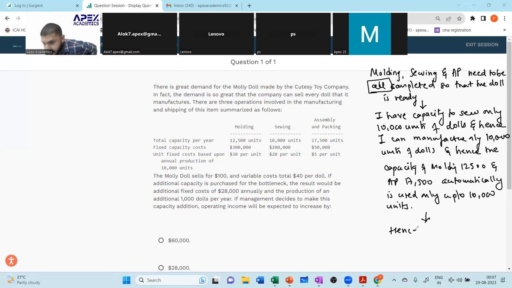Hence, sewing capacity is my limitation factor. What is sewing capacity? It is my limitation factor. It limits me. Had I had a higher capacity to sew, I would have made more dolls. What if I had a capacity to sew 12,500 dolls? I would have made 12,500 because molding supports me to do that. Assembly supports me to do that.